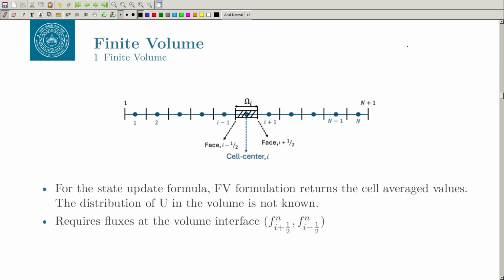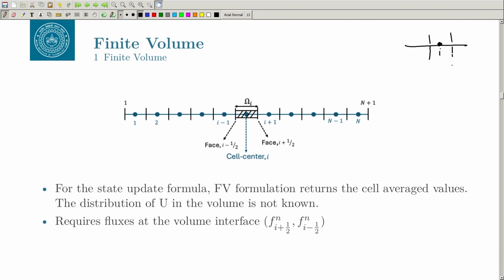Hello everyone, welcome back. In the last class, we started the finite volume technique and we derived the state update formula. So, basically instead of using the values at the grid points, we created cells and stored the value at the cell center. And the state update formula we got was something like this, if you have a cell centered value, so this is our cell I.